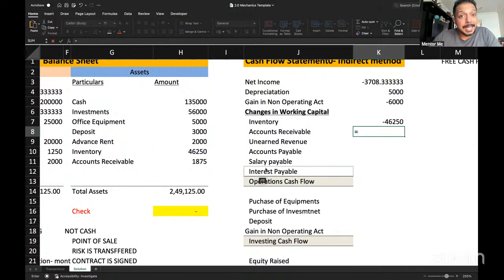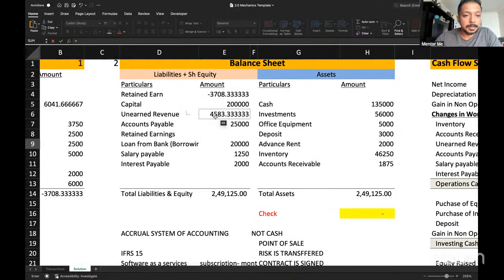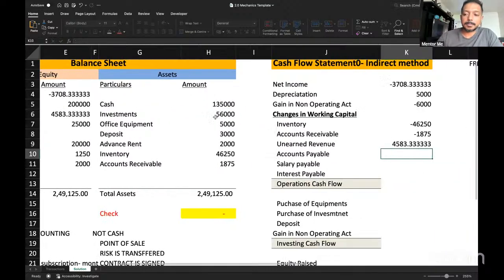Accounts receivable is an asset account, last year minus this year. So last year is 0. This year is 1,875. So see how it is coming as negative, because we are actually not getting this cash flow and hence it is negative. Right? Unearned revenue is liability side. So this year, this is unearned revenue this year minus 0. Positive cash flow.